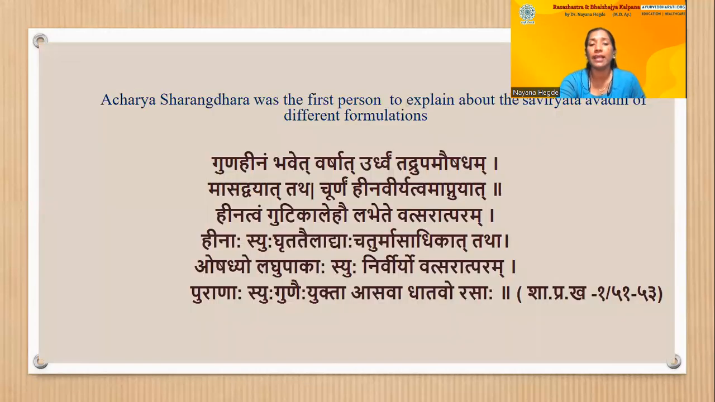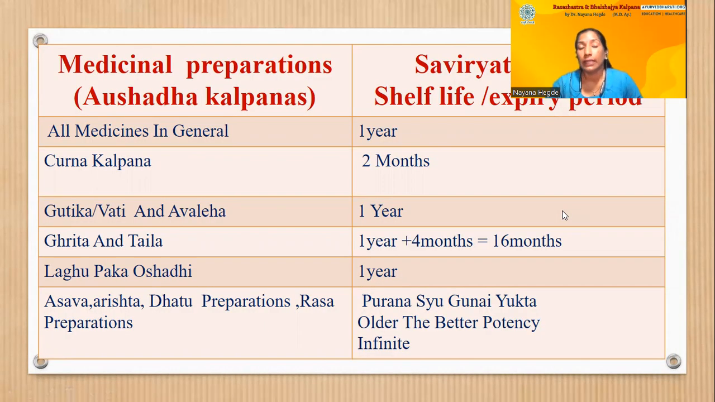What about the grita and taila? For the grita and taila, they have given हीनाः स्युः घृततैलाद्याः चतुर्मासाधिकात् तथा। मतलब क्या है? 4 महीना अधिक होता है, किससे? गुटिका अवलेह से। Means our grita and taila has the saviryata avadhi 4 months more than gutika and avaleha. That is 1 year plus 4 months is equal to 16 months saviryata avadhi for grita and taila.